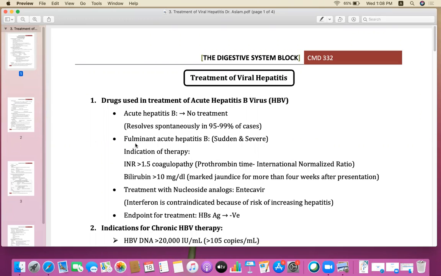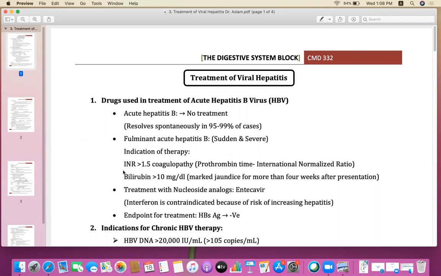And if there is a severe and sudden hepatitis B infection, we can say fulminant acute hepatitis B, which is also termed sudden or severe hepatitis, then we have to treat the acute hepatitis B infection. Now, what are the indications for the therapy for acute hepatitis B?